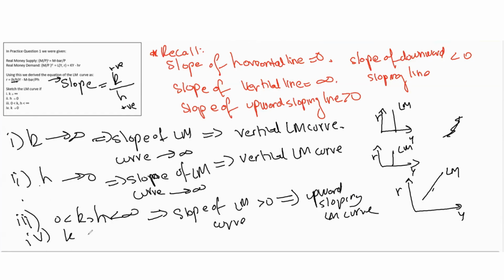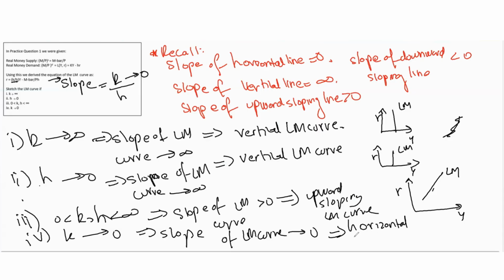And part 4 was k approaches 0. If k approaches 0, the numerator of the fraction is approaching 0, so the entire fraction goes to 0. So the slope of the LM curve is approaching 0, which means we have a horizontal LM curve, because we know the slope is 0 for a horizontal line. So this is R, this is Y, and this is LM. So we have sketched the LM curve under different scenarios.